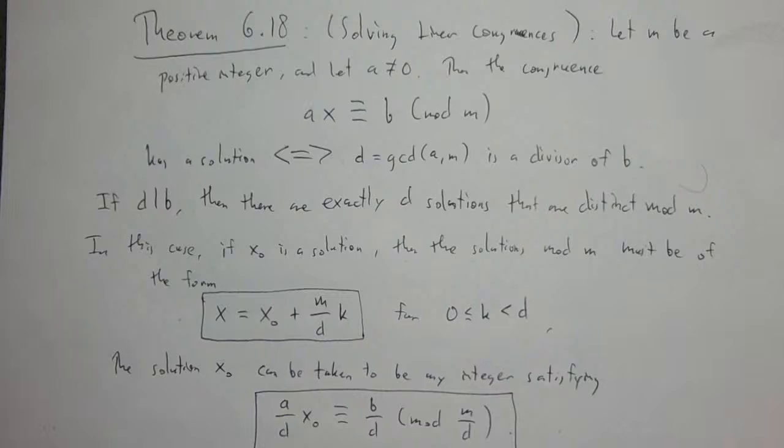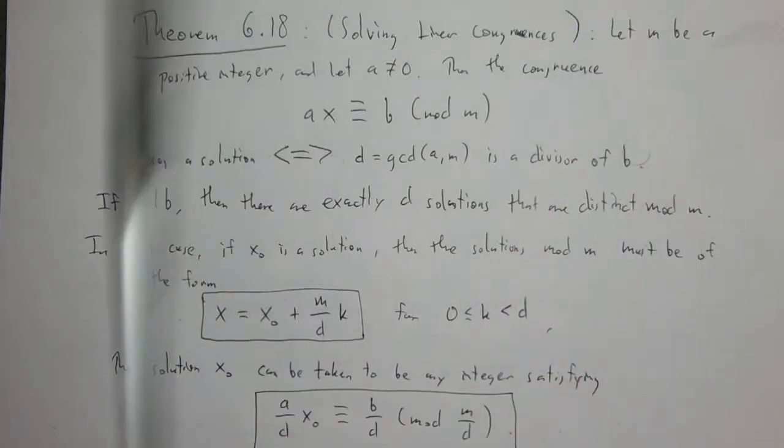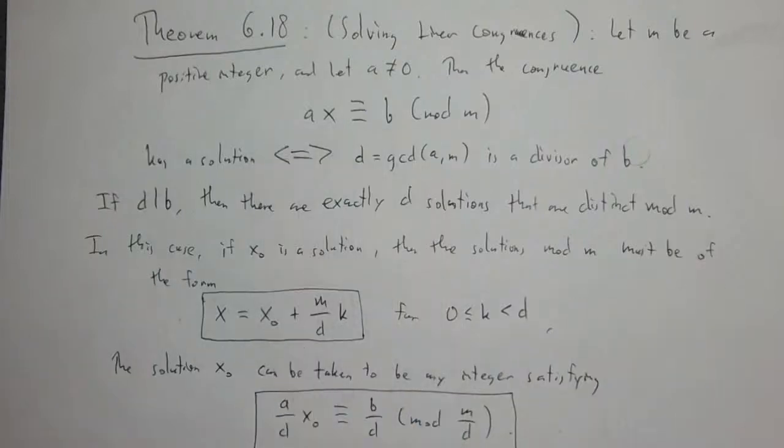So remember, when you're solving these congruences, there's the potential for you to get more than one solution mod m. Of course, there's also the potential for there not to be a solution. Yesterday I showed quick examples of all three cases happening: a single unique solution, a list of some solutions, and then no solution. So all those are possible here. Anyway, in the event that the GCD of a and m is a divisor of b, then there are exactly d solutions that are distinct mod m.